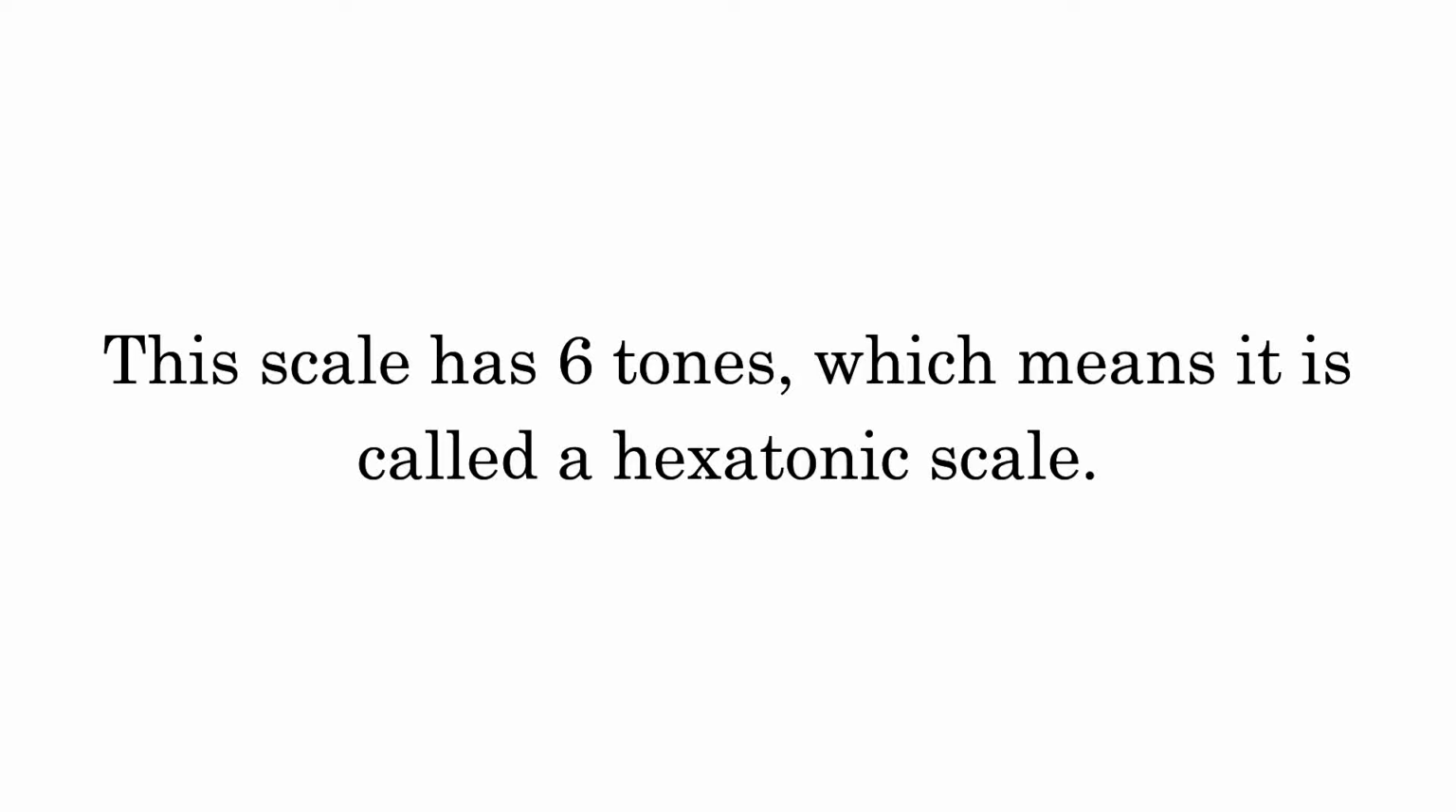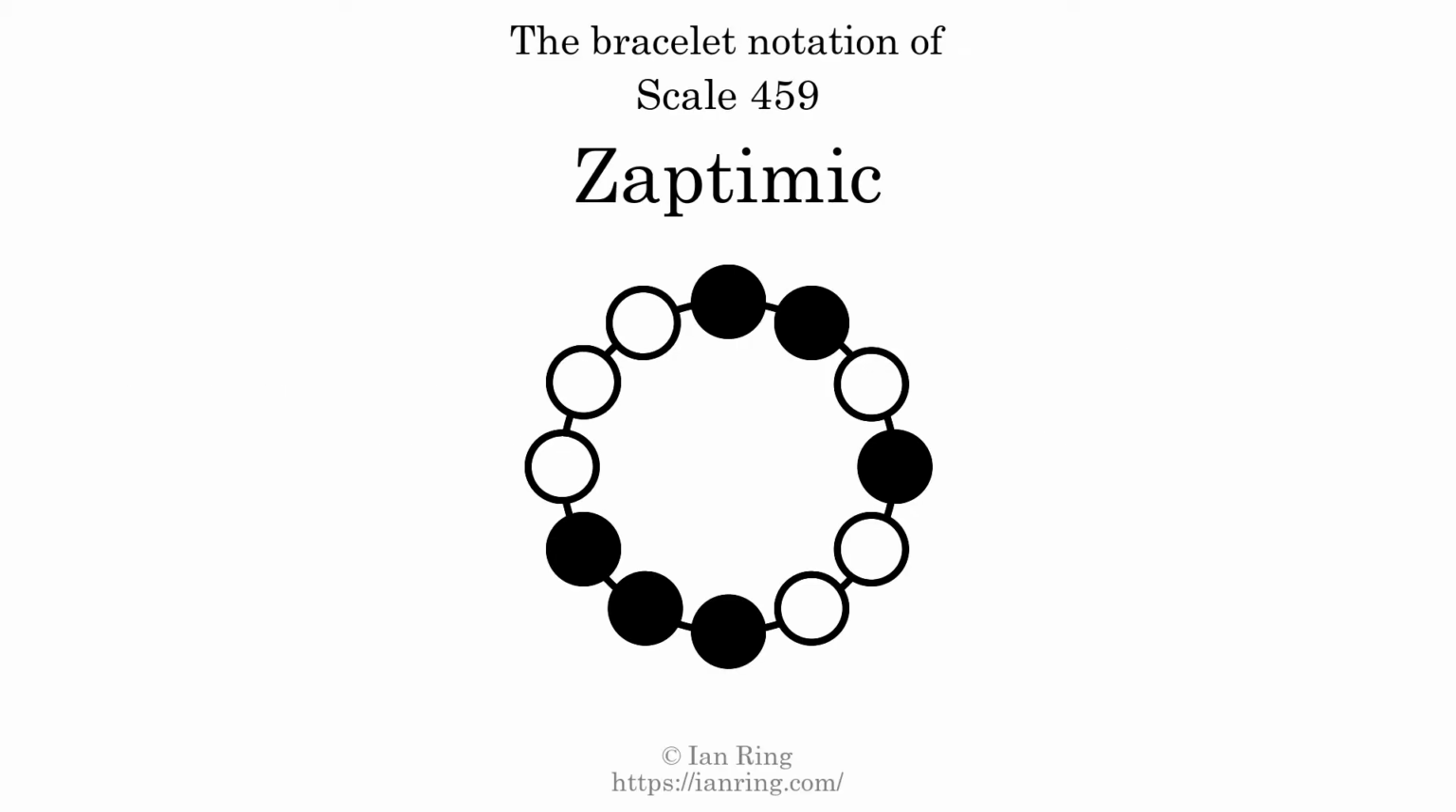This scale has 6 tones, which means it is called a hexatonic scale. This is a bracelet notation diagram of scale 459. The shaded circles represent tones that appear in the scale, and they are read clockwise, starting at the top.